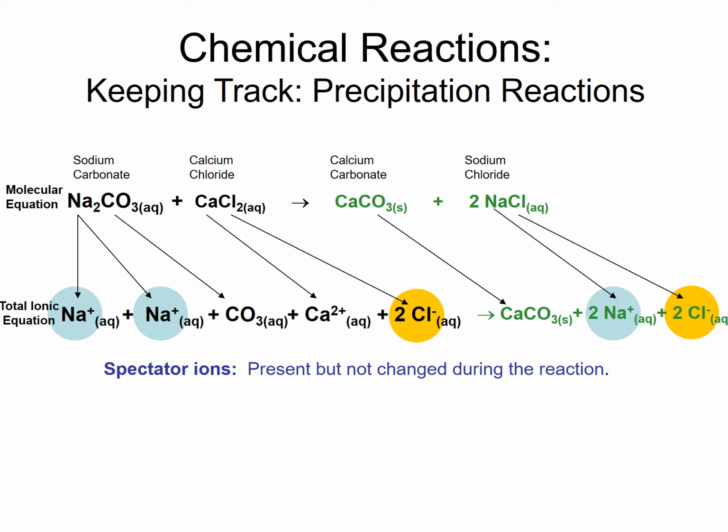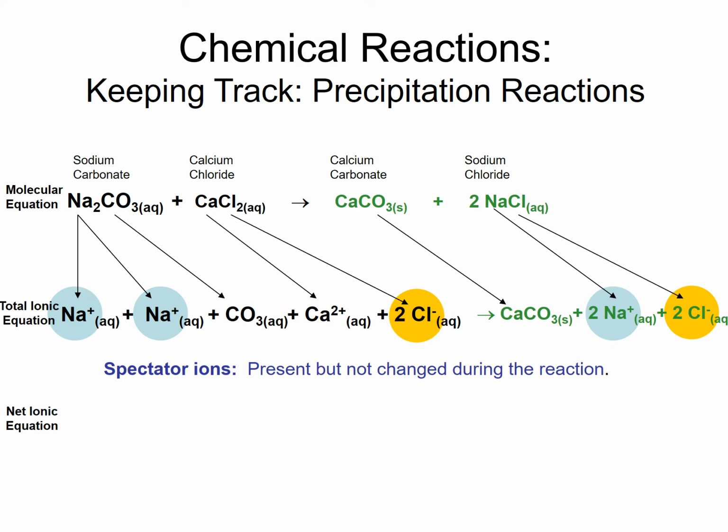Identification of the spectator ions lets us write down the next type of chemical equation, and that will be the net ionic equation. The net ionic equation is exactly the same as the total ionic equation, except that for the net ionic equation, we don't write down the spectator ions. And so in this case, the spectators, the sodiums and the chlorides, won't be included when I write down the net ionic equation.